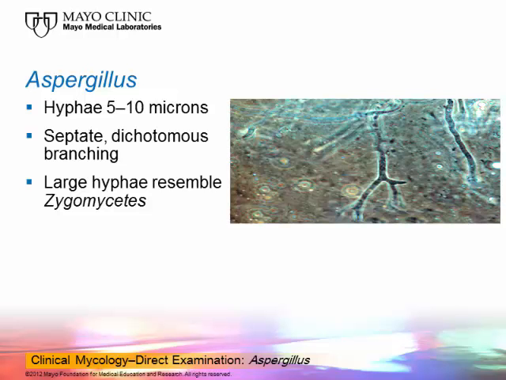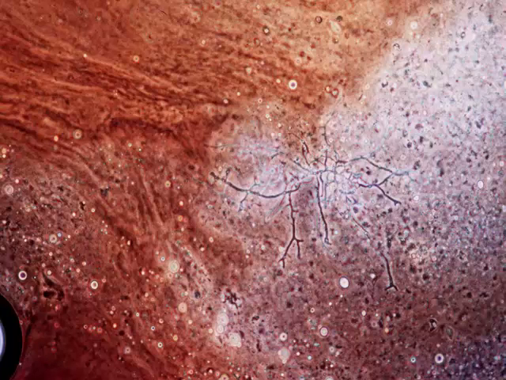The zygomycetes are the Mucorales, and Aspergillus. The next slide shows a very low power view of the sputum. If you notice, the background in the upper portion of this slide is red. That's because there are a lot of red cells in this particular specimen.